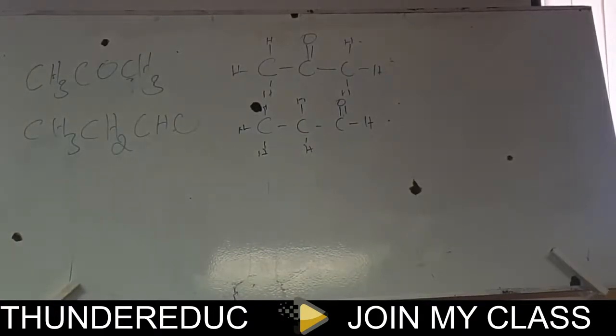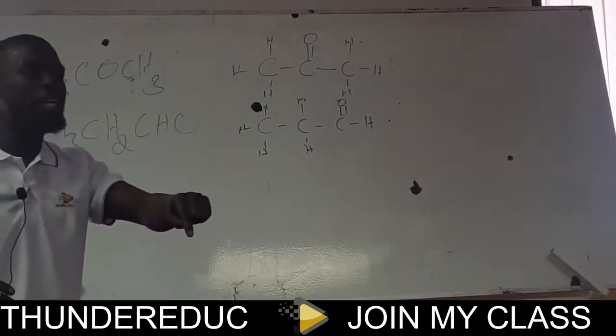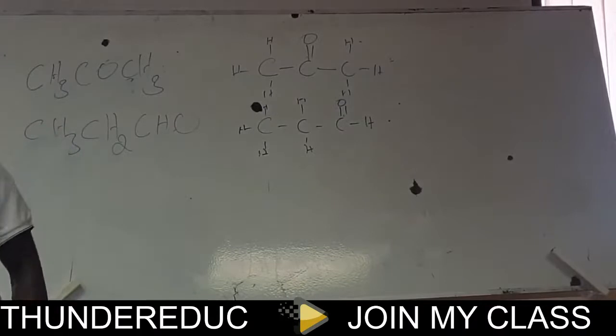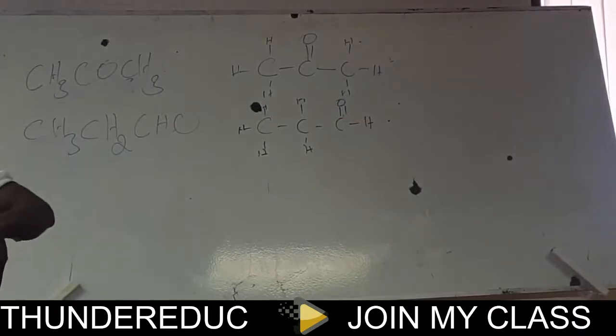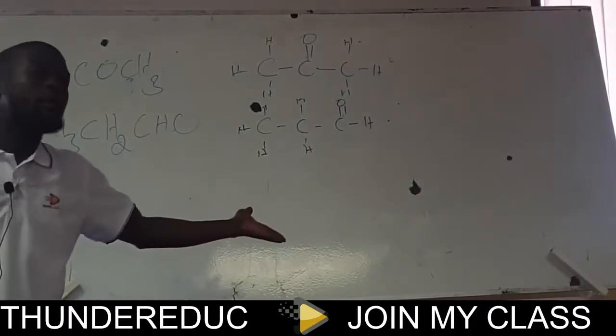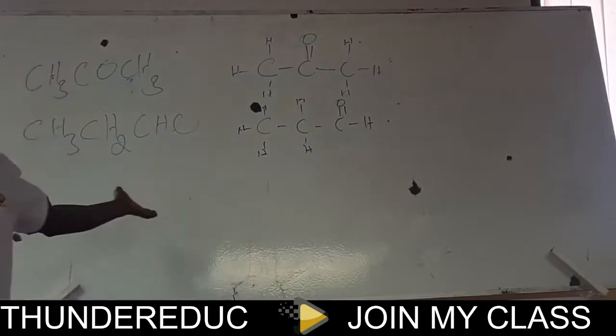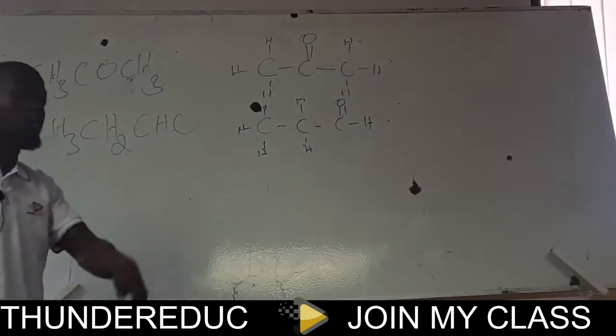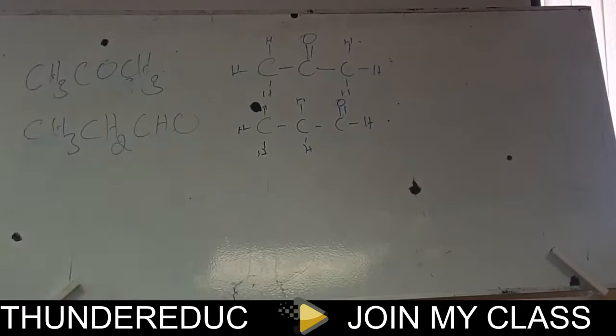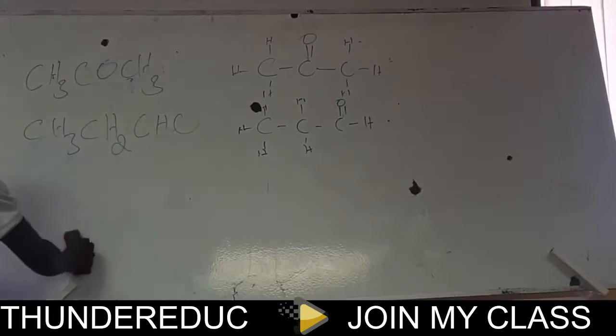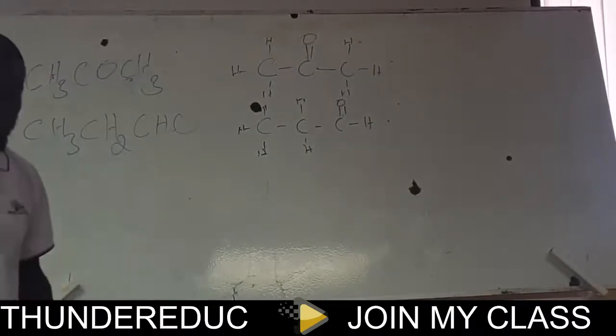There is also another functional isomer, but we don't study it. That is alcohol and ethers. We don't study ethers, but we study alcohols. So we can't talk about ethers because we don't study ethers. But it's also another functional isomer. Is it clear? I think I've exhausted that part.